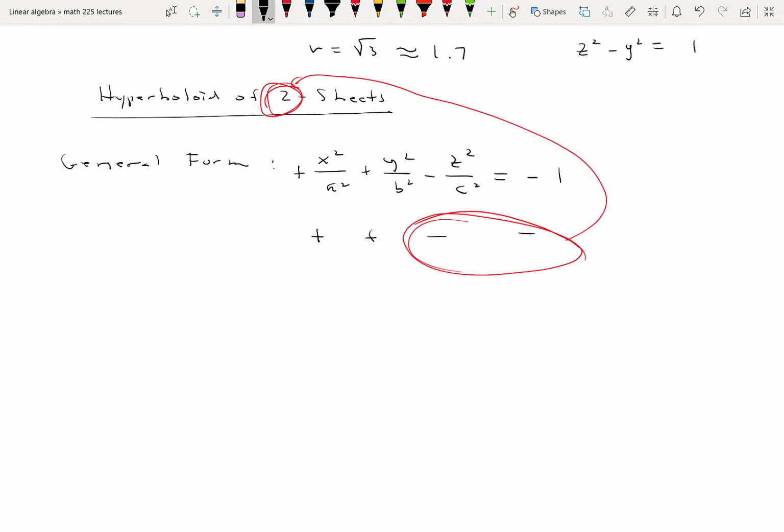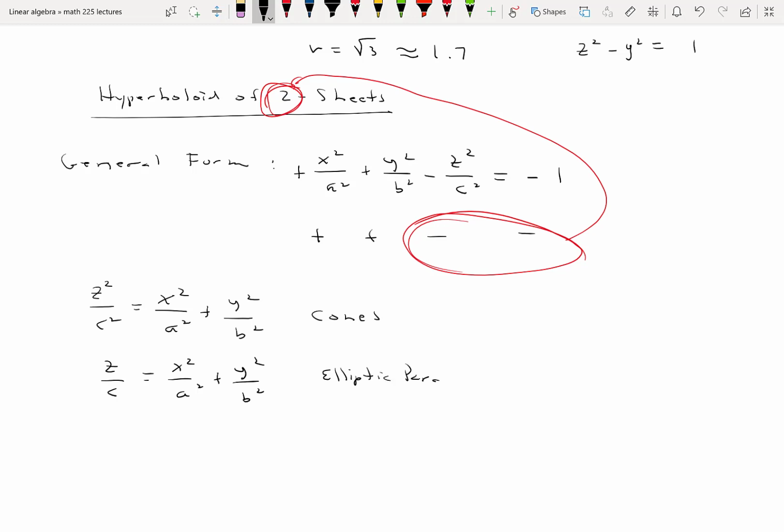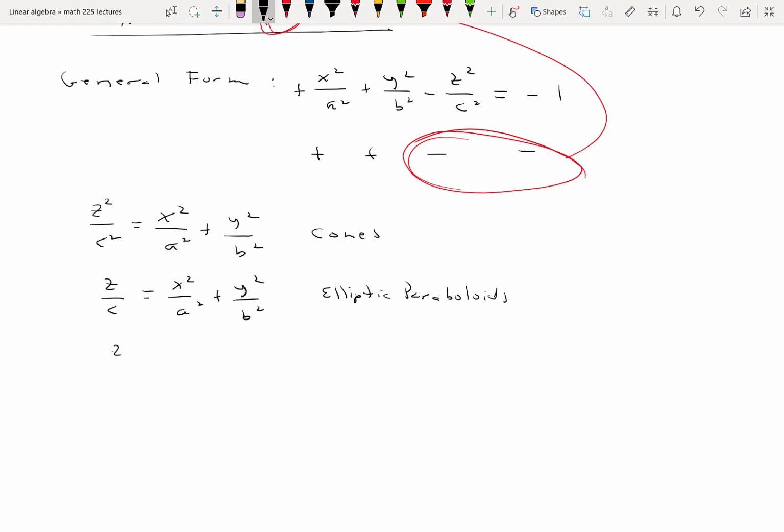I'm just going to list a summary of the different surfaces. Okay, z squared over c squared equals x squared over a squared plus y squared over b squared. These are cones. Z over c equals x squared over a squared plus y squared over b squared. These are elliptic paraboloids. Then the tough one for me, z over c equals x squared over a squared minus y squared over b squared. These are the saddles, or the hyperbolic paraboloids.